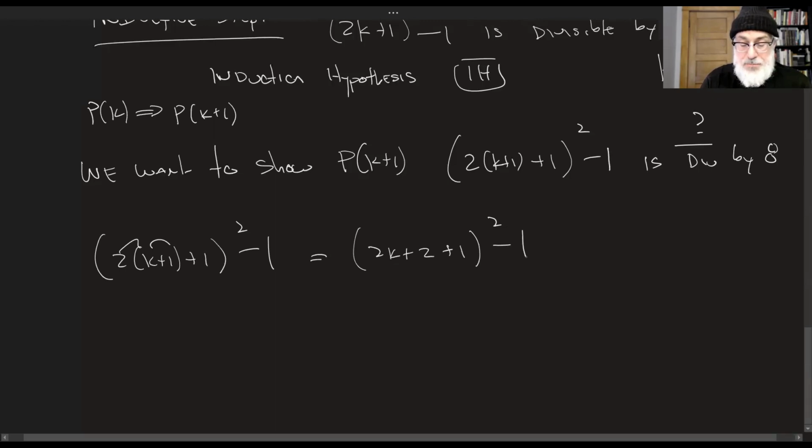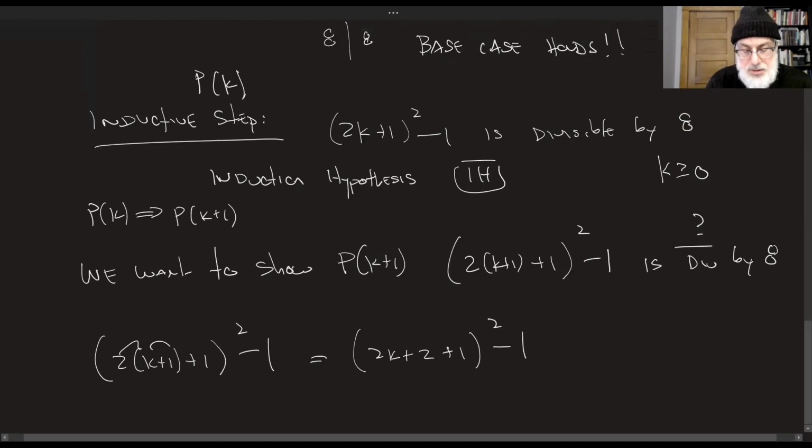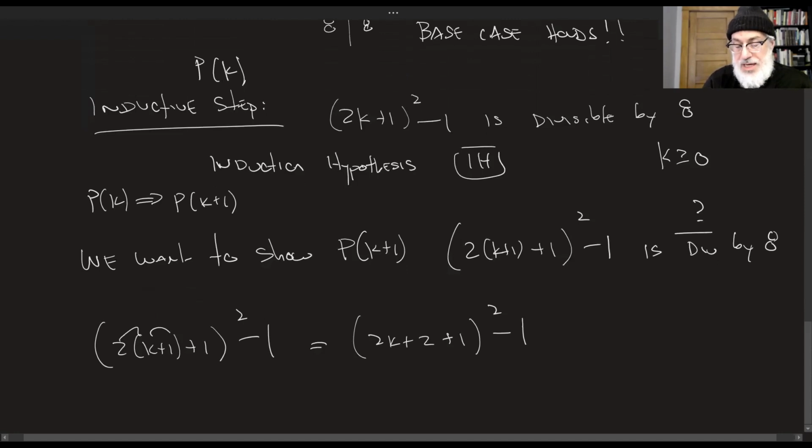All right, so we have 2k plus 2 plus 1 squared minus 1. Now, you've learned in algebra that you want to combine like terms. So 2k plus 3, square it, subtract 1. Let's resist that urge here. We want to use the induction hypothesis. To use the induction hypothesis, we want to be a little bit clever. We want to remember what we have assumed: 2k plus 1 squared minus 1 is divisible by 8.